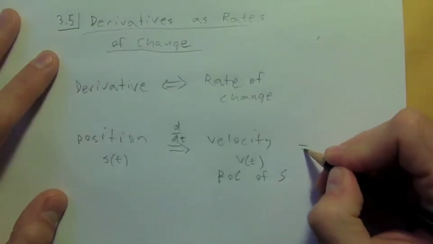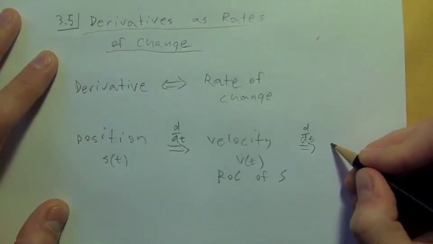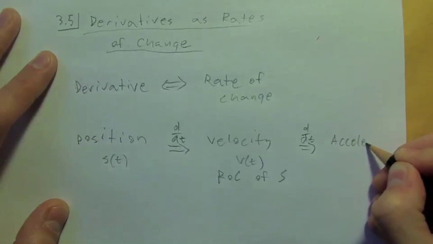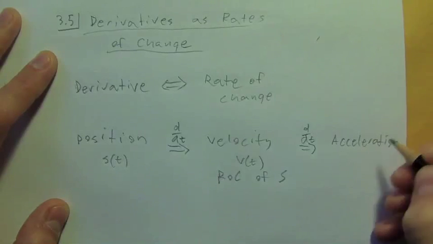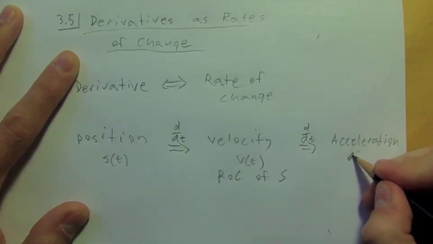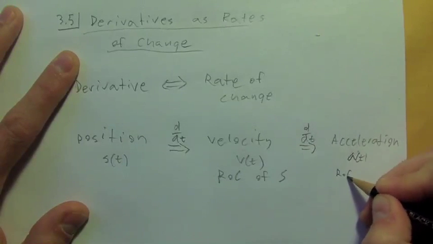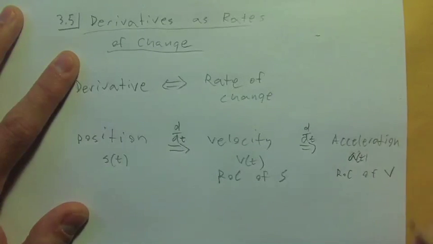And then if we were to take the derivative of the velocity, right, we get acceleration, a of t, or, well, we'll use lowercase a, not that it matters all that much. We get a of t, and this is the rate of change of v.